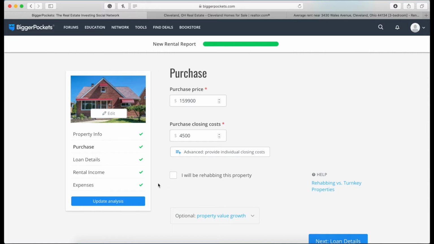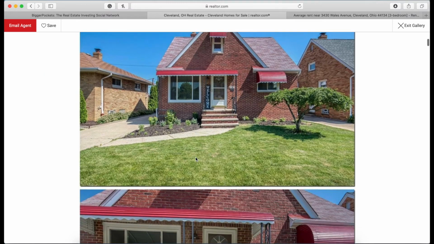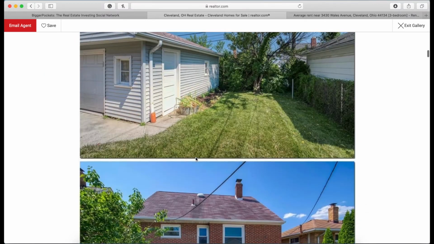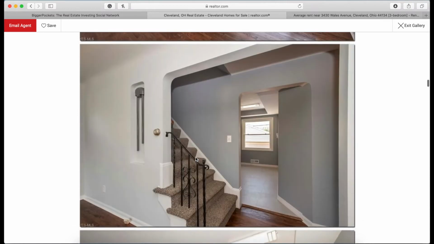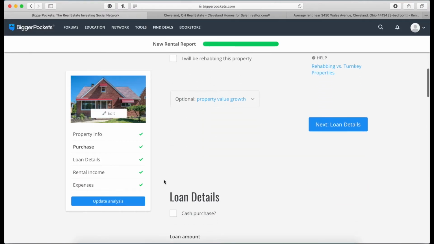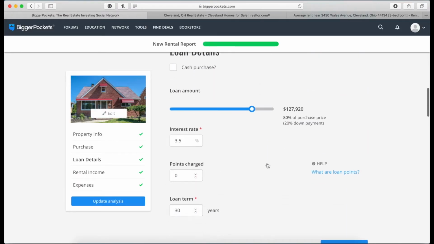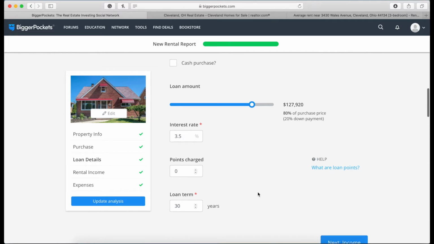So I'm not going to be rehabbing this property. If I go back to the realtor.com listing and do a quick scroll through the different photos, you can see it looks like it's already been rehabbed. It looks totally ready to go. Now, if I scroll down to the loan details, I'm going to put down 20% on this property, and I'm going to assume I can get an interest rate of 3.5%. I'll have 0 points charged, and my loan term will be 30 years.